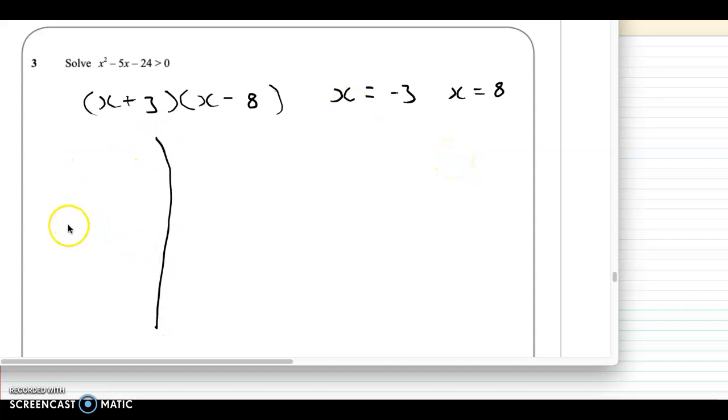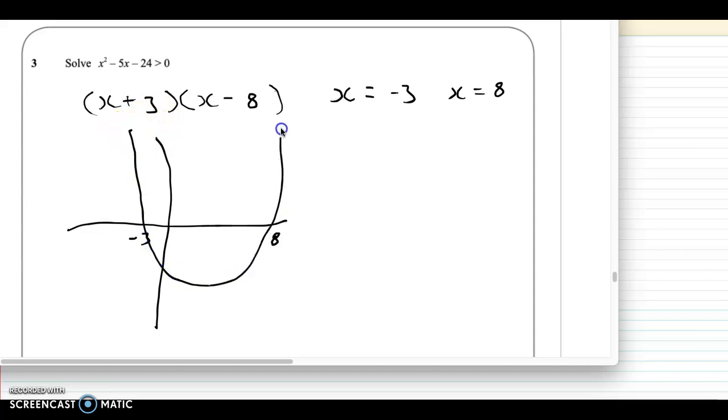Graph. So we've got 8 and minus 3. It's got to be greater than 0. So again, it applies to here and here, and not in the middle. So x has to be less than minus 3, and x has to be greater than 8.